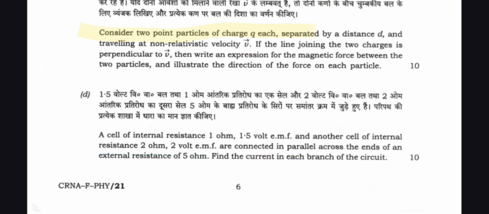Consider two point particles of charge q, each separated by the distance d and traveling at a non-relativistic velocity v. If the line joining the two charges is perpendicular to v, then write the expression for the magnetic force between the two particles and illustrate the direction of the force on each particle.